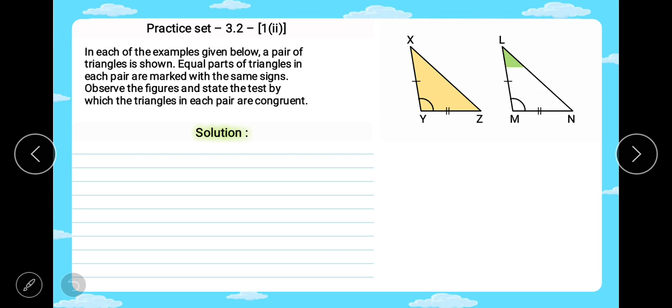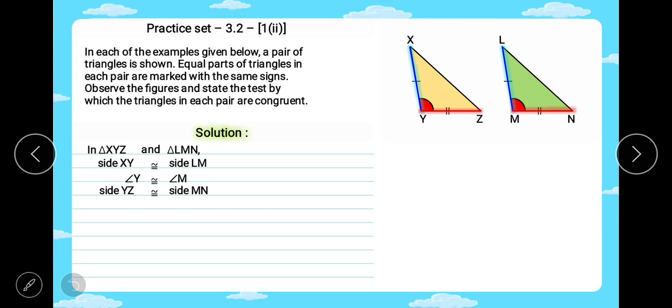Now we're going to see what the triangle names are. Just write down the triangle names first. These are the steps that you have to write in the exam, so you can write them neatly. The triangles are triangle XYZ and triangle LMN. Now by seeing the marks: side XY is congruent to side LM, and next angles are forming, so angle Y is congruent to angle M, and the next one is side YZ congruent to side MN. Easy? We have written all the information by observing the marks.